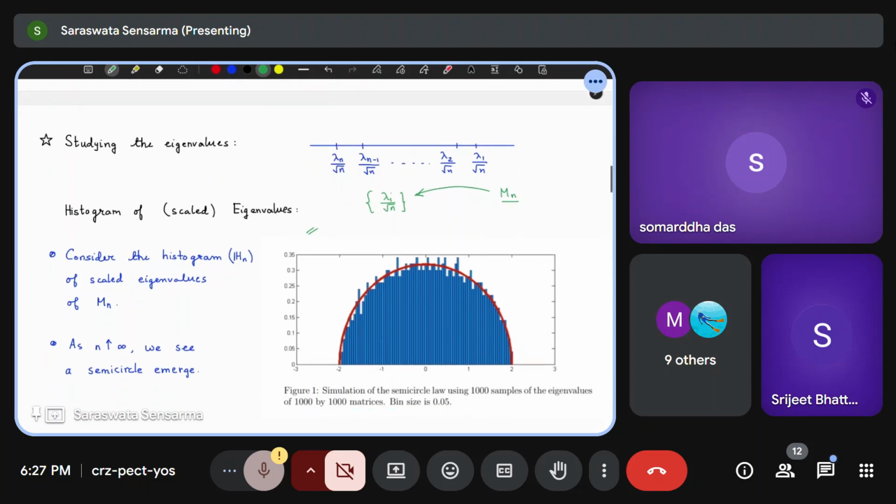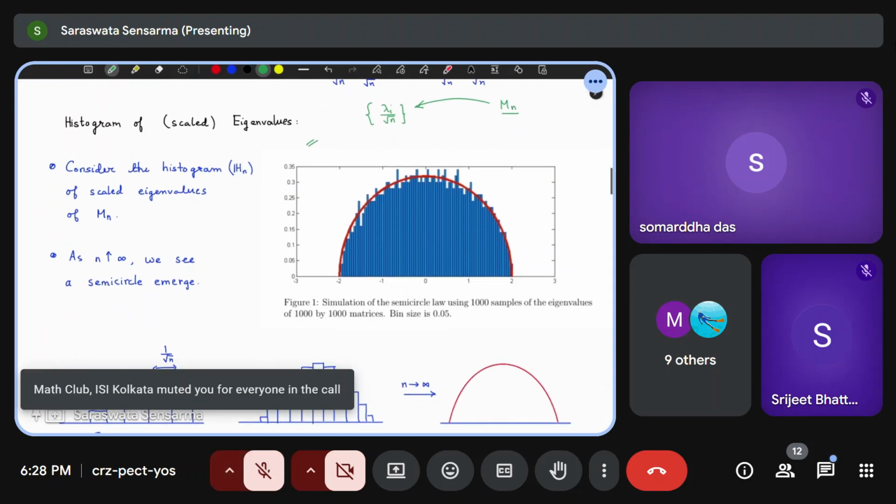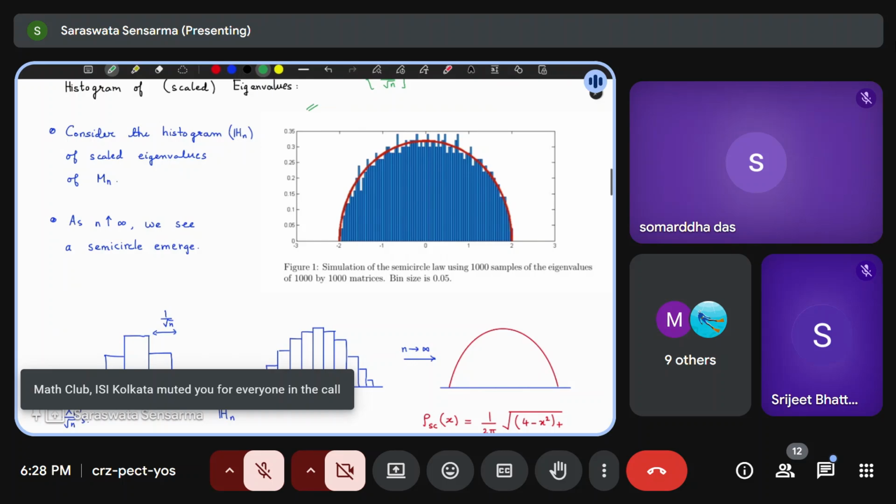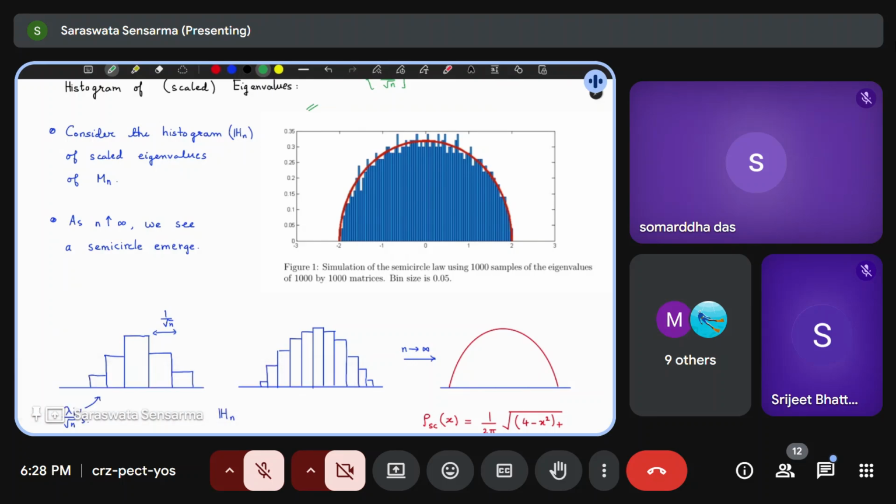Okay, as you plot more and more eigenvalues, or rather, as n goes to infinity, you get this sort of a curve. Eventually this converges to a semicircle type of law, right? Initially, for small n, it looked like this. As n grows to infinity, it eventually approaches a semicircle. The histogram approaches a semicircle.